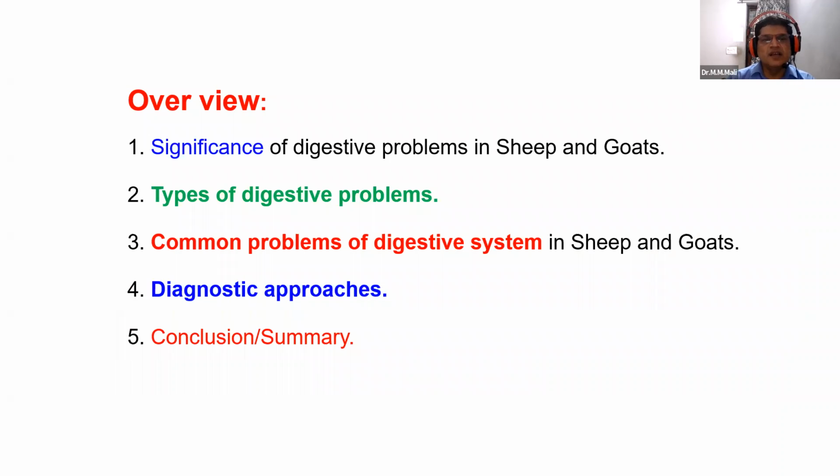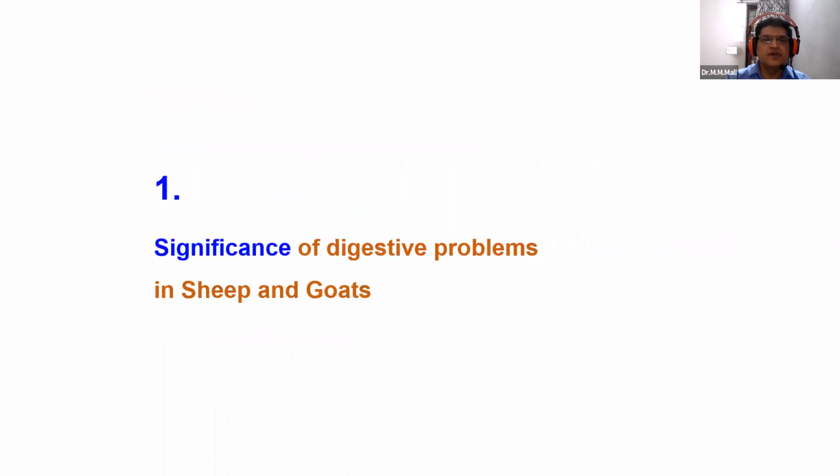I tried to compile this presentation in the following points: the significance of digestive problems in sheep and goats, then the types of digestive problems, then the common problems of the digestive system in sheep and goats. After that, we will discuss diagnostic approaches, and lastly, conclusion and summary. So first, the significance of digestive problems in sheep and goats.